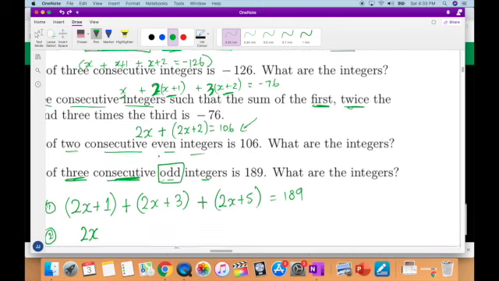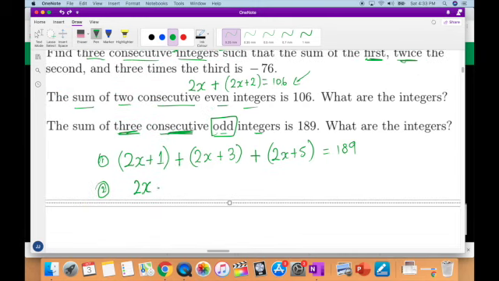But wouldn't 2x minus 1 also be odd? You see what I'm saying, Caitlin? Right. So 2x minus 1 is also going to be odd, because if I have any even number and I minus 1, I'm going to get an odd number. So 2x minus 1 is going to be odd. And then I do the same thing: I add 2 to each one.